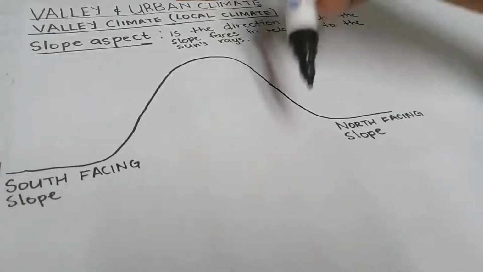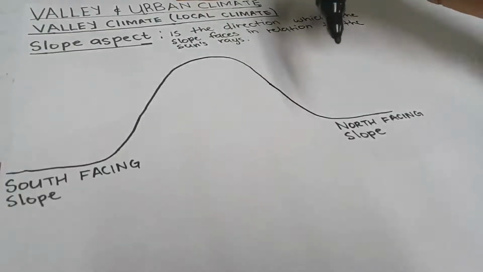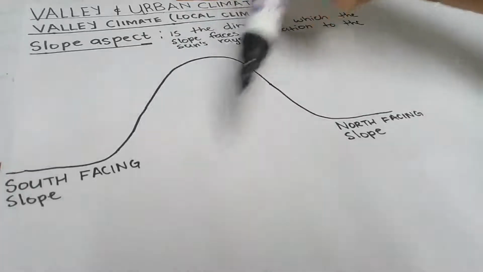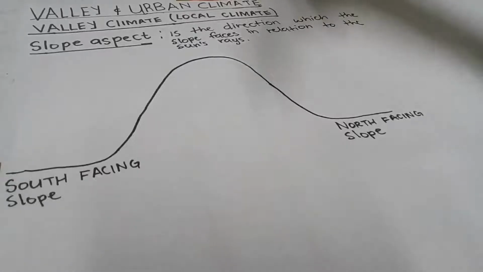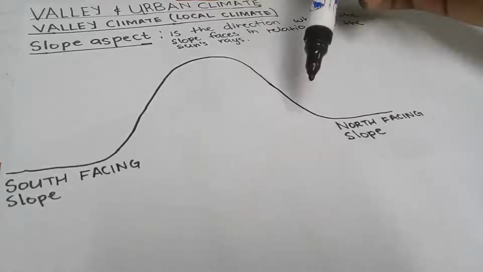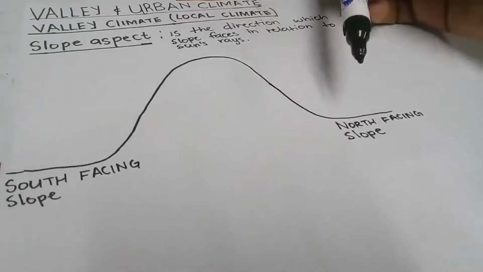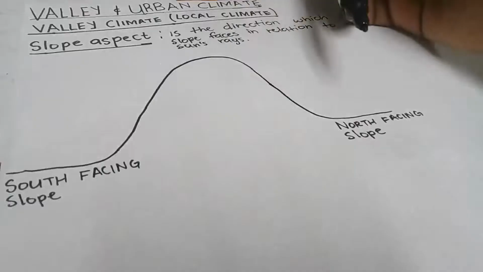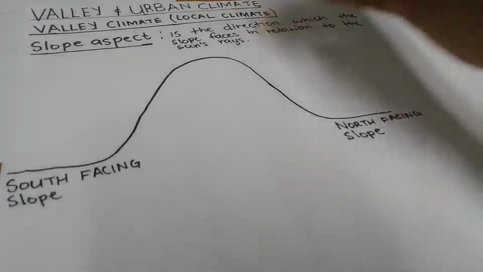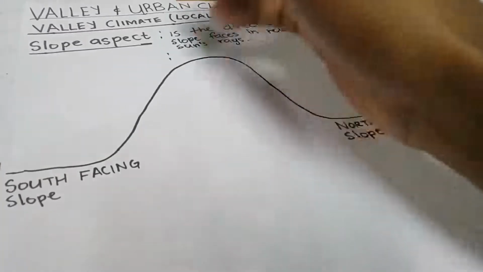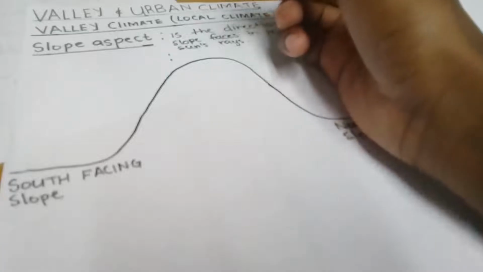So a slope aspect, this means that if these two slopes are opposite to each other, that means the sun will face only one slope. The sun rays will mostly hit one slope, either the north facing slope or the south facing slope, but I'll explain further after giving you the second definition.